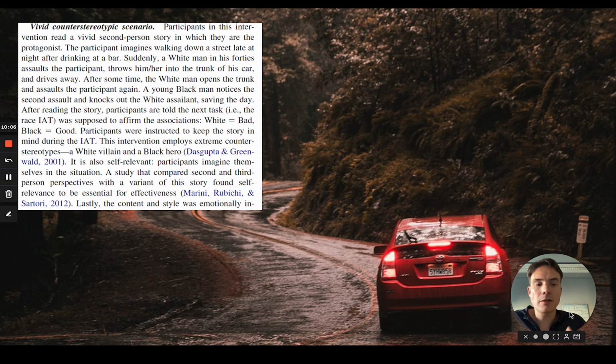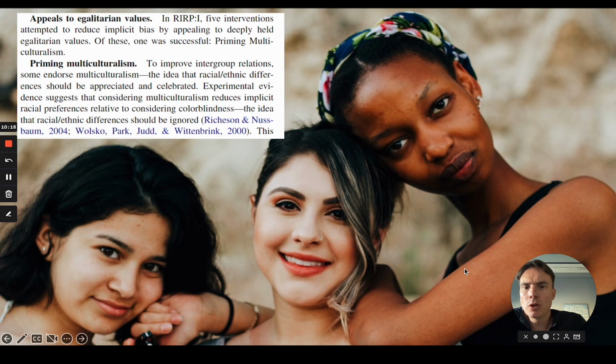Okay, so that's where you should imagine a bad white exemplar and a good black exemplar. Okay, and that should shift your associations. There are more to that.